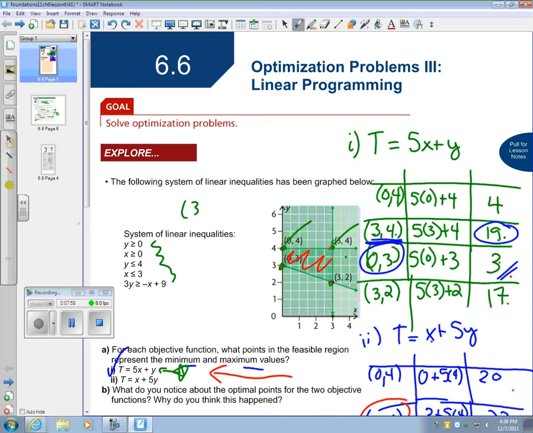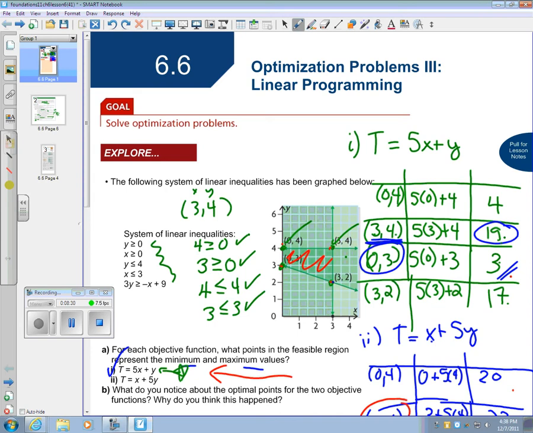So my point (3, 4), this is my x value, that's my y. Is my y greater than or equal to 0? Is 4 greater than or equal to 0? Yep. x is greater than or equal to 0. Is 3 greater than or equal to 0? Yep. Is y less than or equal to 4? Is 4 less than or equal to 4? Yep. x less than or equal to 3? Is 3 less than or equal to 3? Yep. Okay, here comes a tough one.